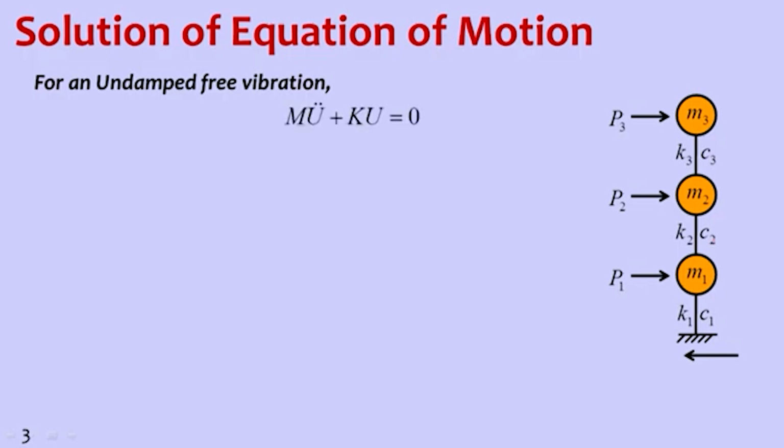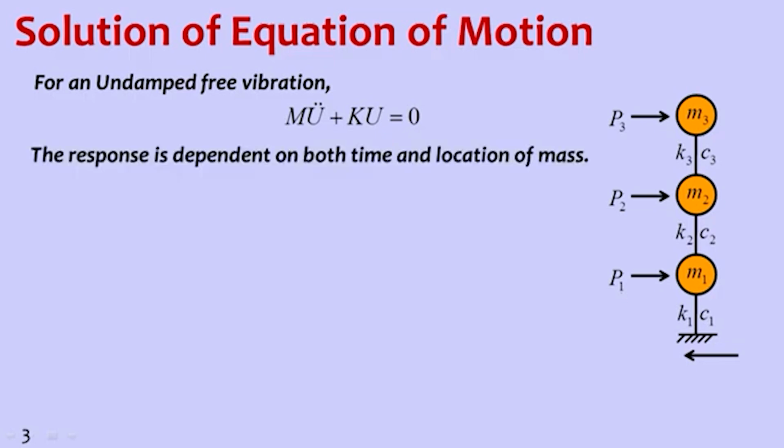So for undamped free vibrations, we know the equation of motion is in the form of m u double dot plus k u is equal to 0. That means all these forces are zeros. So the response is dependent on both time and location of the mass, because of which we describe displacement as u is equal to u of x and t.